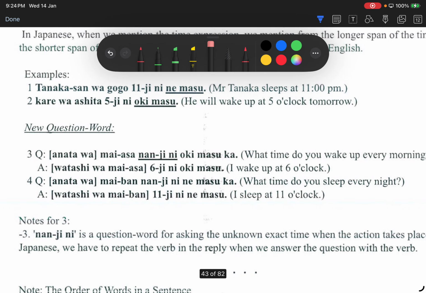Then our new question word. How to ask for o'clock? 何時. So 何時に起きますか? At what time do you wake up? 何時に起きますか? Then your reply will just simply put the number in. 6時に起きます. So I wake up at 6.